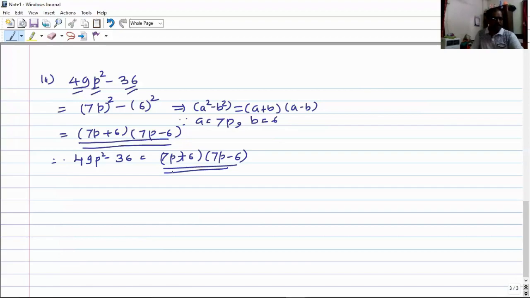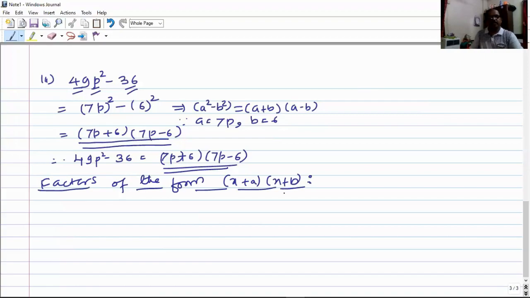After that, students, we have one more method of factorization, that is called the factors of the form x plus a, x plus b. So how to get the factors of such type? It is also one of the important factorizations of the given algebraic expression. Factors of the form x plus a into x plus b. So how to get the factors in this form for the given algebraic expression?